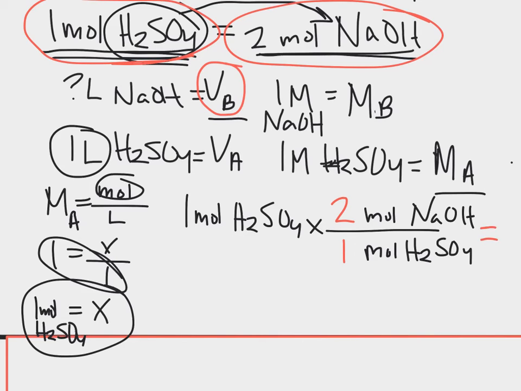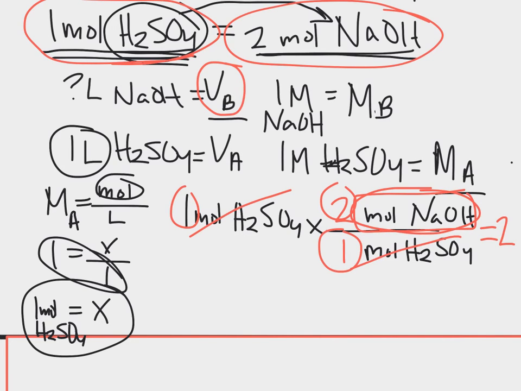And when I do that math, moles of sulfuric acid cancel. I'm left with moles of sodium hydroxide. And when I do 1 times 2 divided by 1, I end up getting the answer of 2. What does that 2 represent? It represents moles of sodium hydroxide. Okay, so now I know I have 2 moles of sodium hydroxide. That's awesome. But how does it eventually get me to the volume of the base?